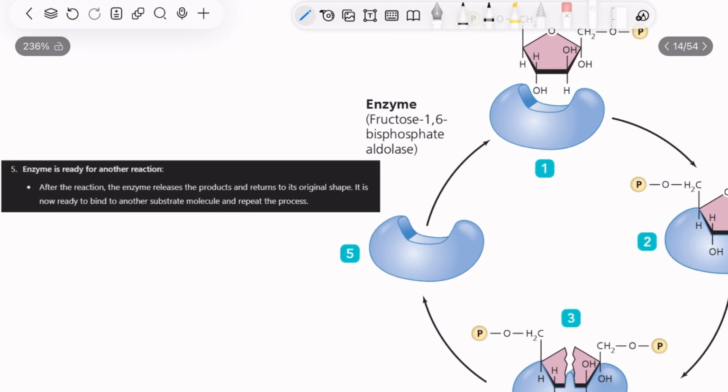And then finally we get to the last step. The enzyme is ready for another reaction. So after the reaction, the enzyme releases the products and then returns to its original shape. It is now ready to bind to another substrate molecule and repeat the process.